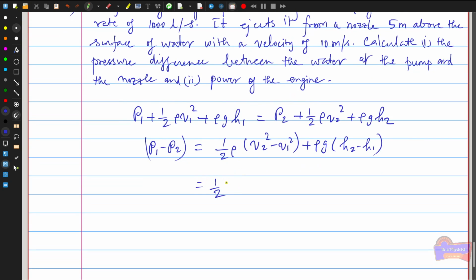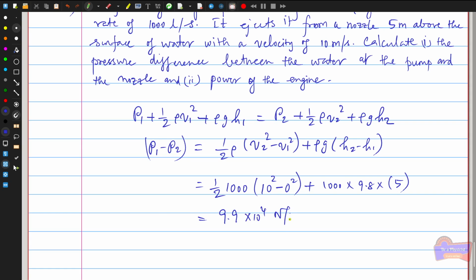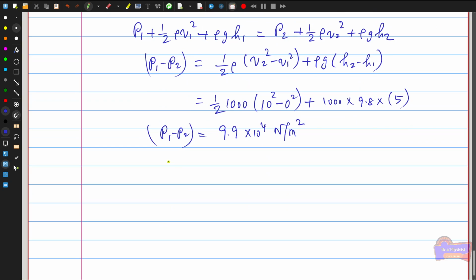So here we can easily substitute the values. Half into rho, which is 1000 since it's water, and V2 is already given; V1 is 0 because that is the starting point of the nozzle. So I can write it as 10 squared minus 0 squared, plus again rho 1000 into G, which is 9.8, into the height difference, which is 5 meters. So I can directly find out the value. The value will be 9.9 into 10 power 4 Newton per meter squared. So that is the pressure difference between the points A and B.